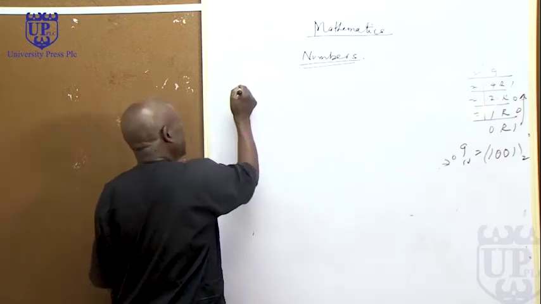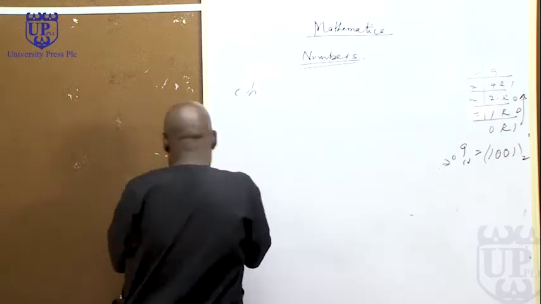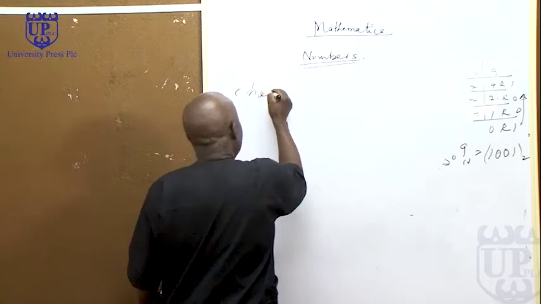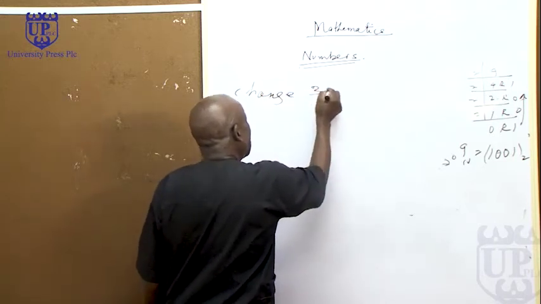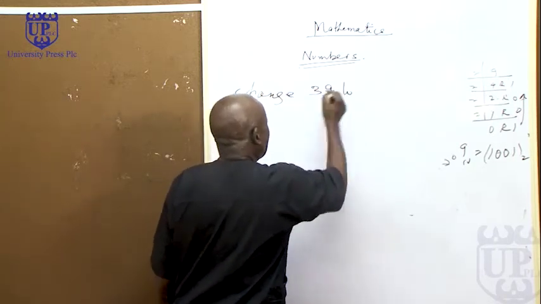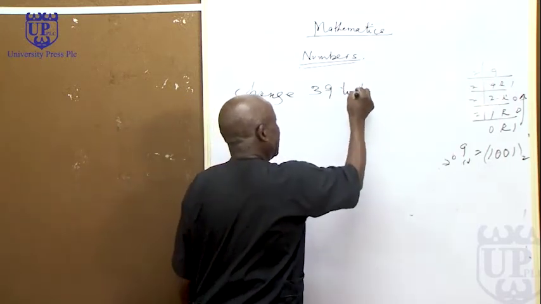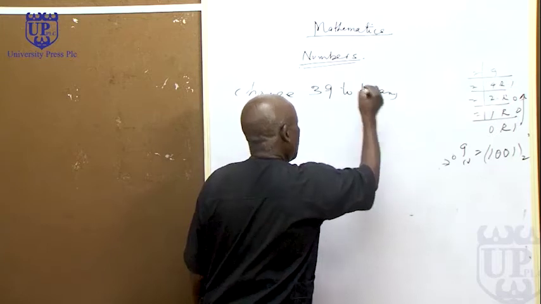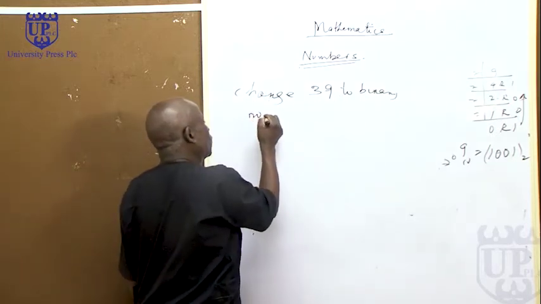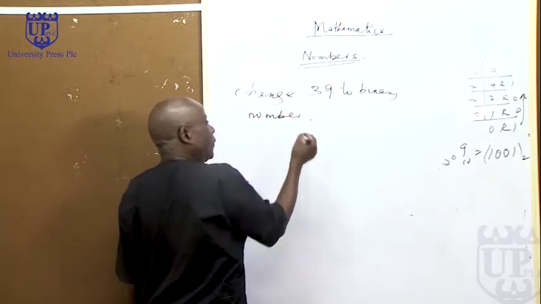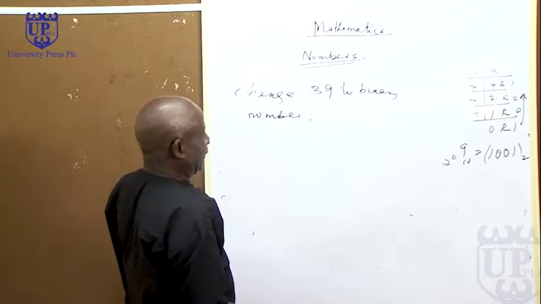In fact, I don't want to waste time. Change. They say change 39 to binary. They just write 39 to binary number. To binary. Binary means base 2. They only want you to do it like that.